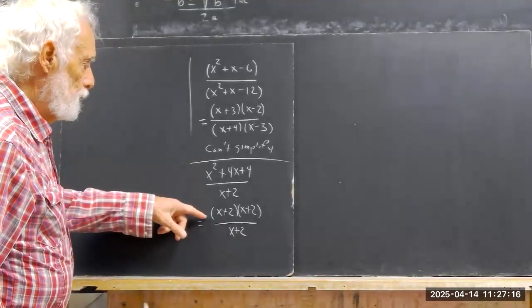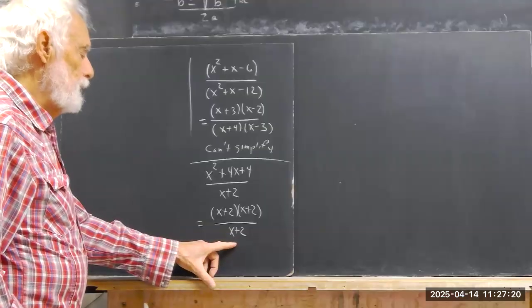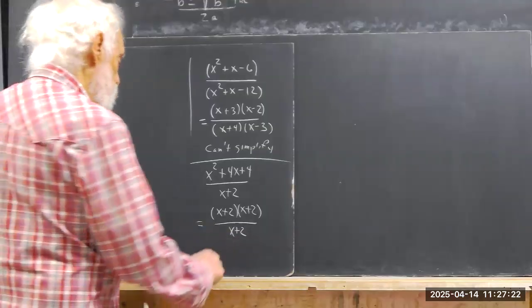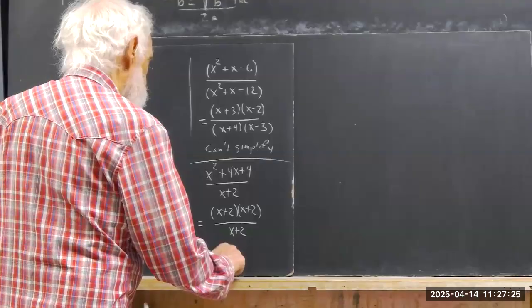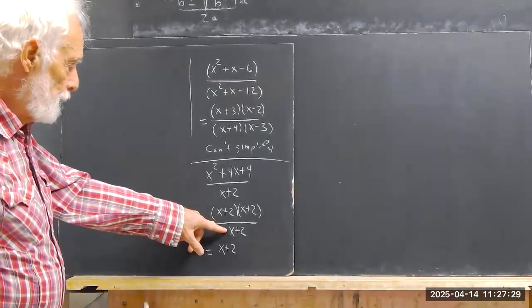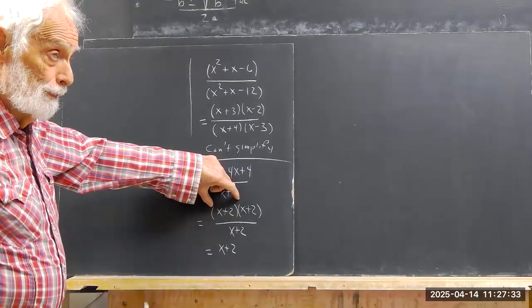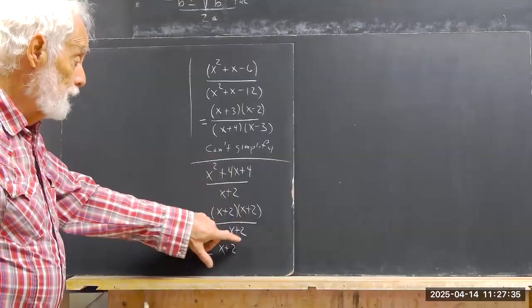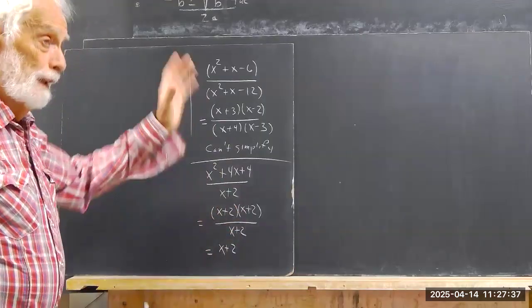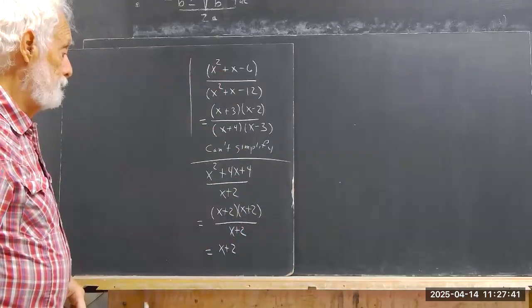So again, factoring the numerator, we get x plus 2 times x plus 2. The denominator is x plus 2. So this simply equals x plus 2 because the x plus 2 in the denominator divides one of the x plus 2's in the numerator. It doesn't divide them both because once you've divided it into one, it's gone. It leaves you x plus 2.